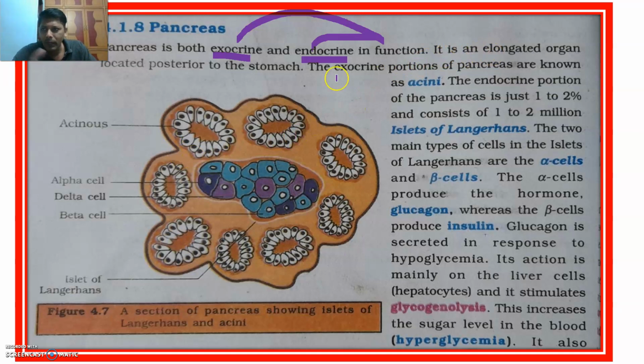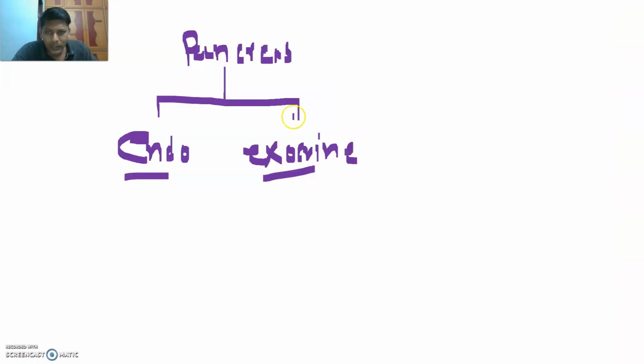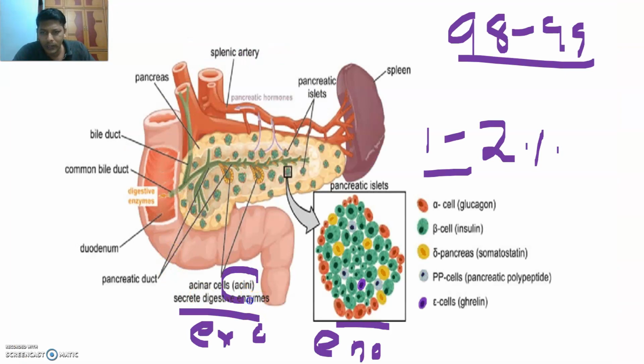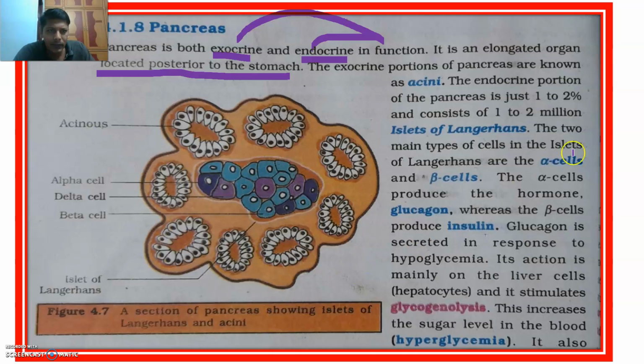It is a very long, elongated gland located posterior to the stomach. The exocrine portion of the pancreas is known as acini. You can see here this is the exocrine portion, and the endocrine portion is just 1 to 2%, and it consists of 1 to 2 million islets of Langerhans. It is 2 marks important here.